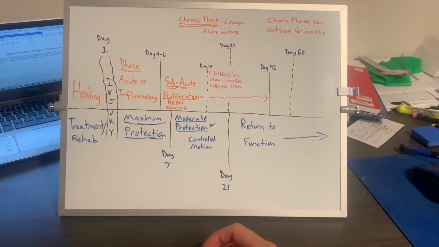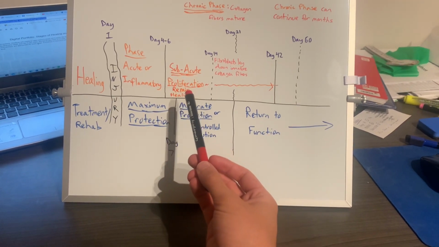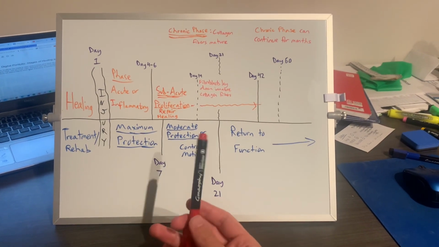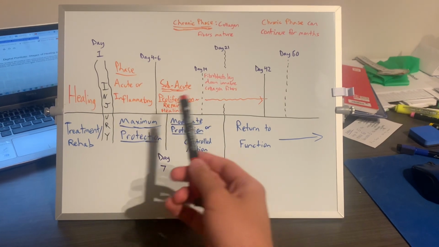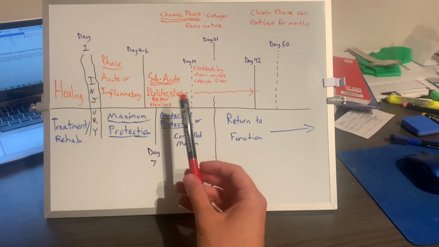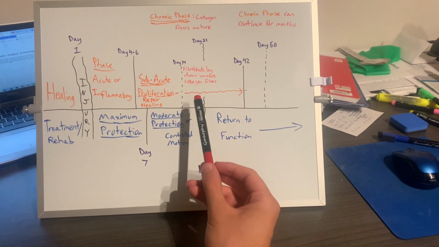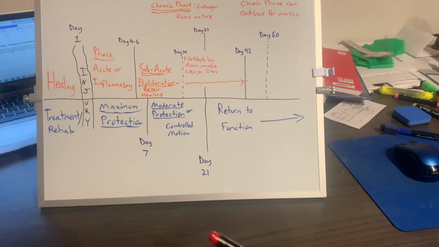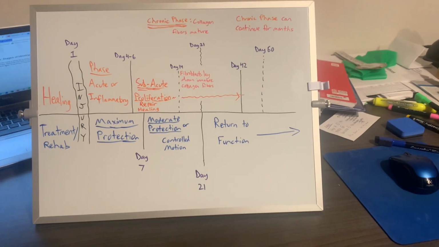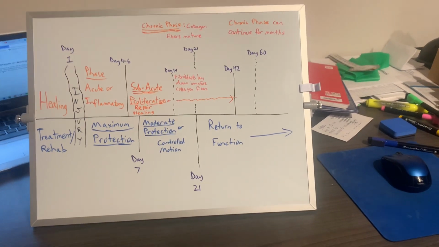And then the next phase of healing they're going to enter is the subacute or proliferation phase. It can also be called the repair or healing phase. That can go on for up to about 6 weeks, until 42 days in. But the key thing that we want to think about is that starting at around day 14, those fibroblasts are going to lay down immature collagen fibers. So during that time, we can start to gently stress the tissue in a controlled manner in order for the healing to be correct long term. So that's something to think about.